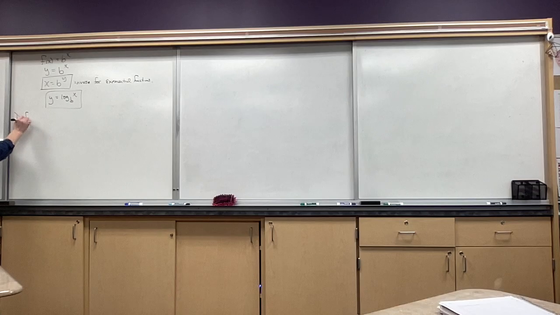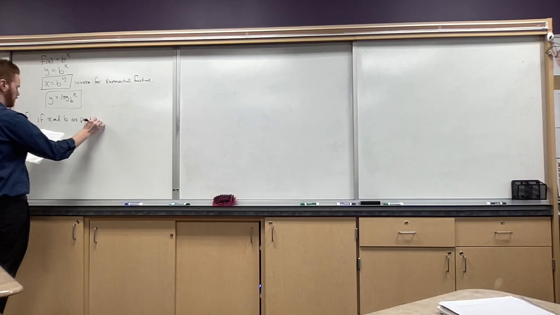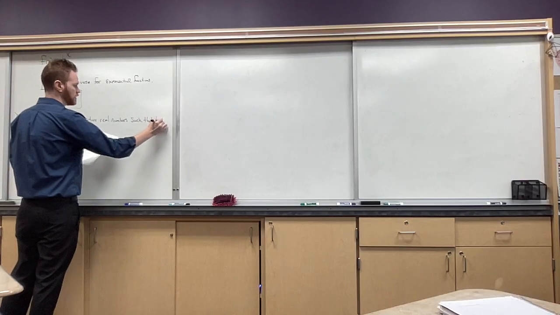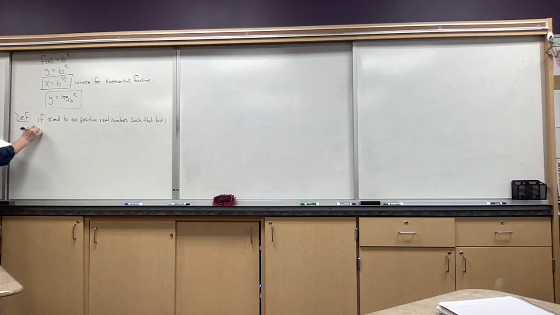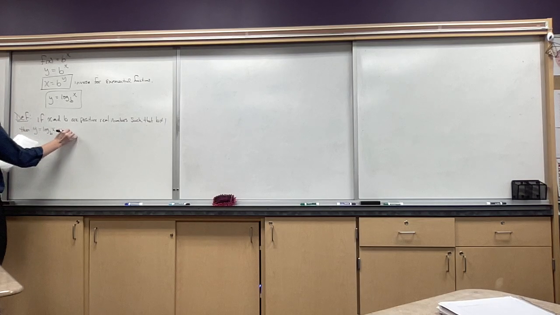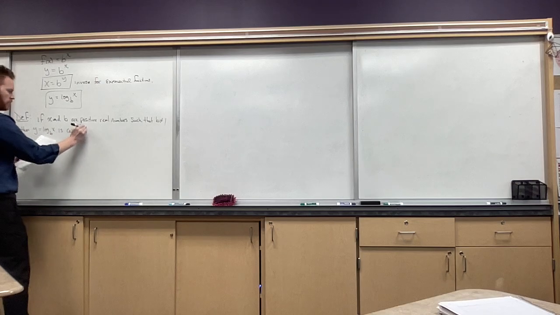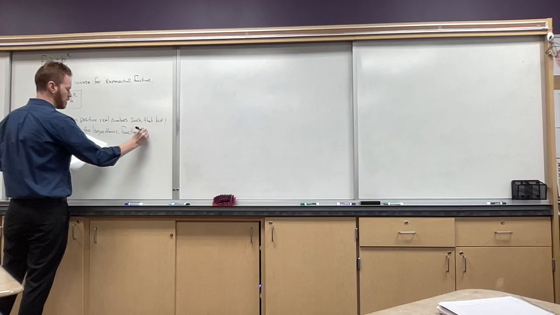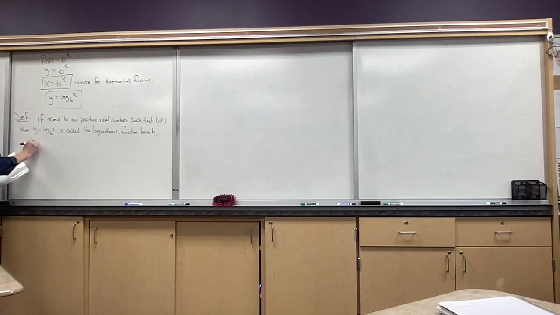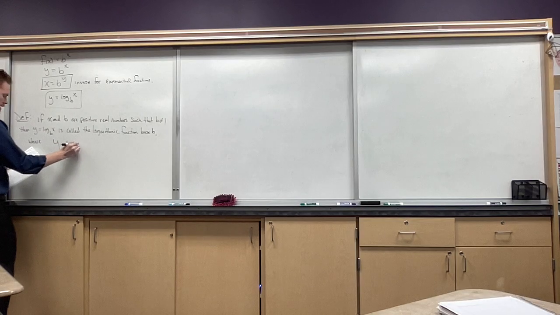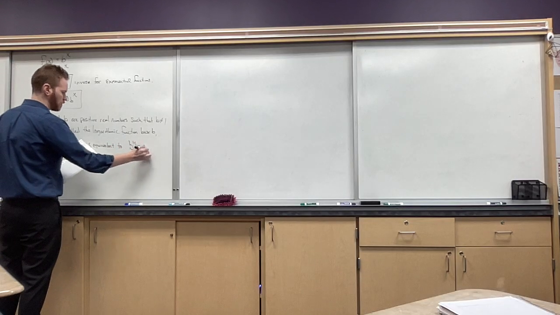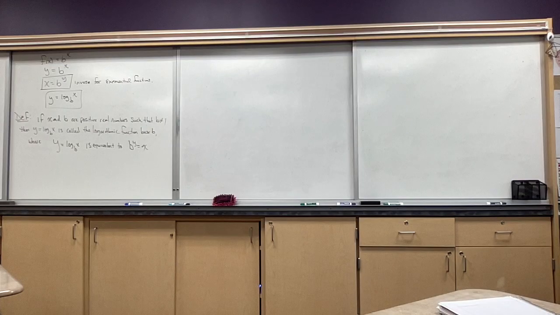Let's write a formal definition for it. If x and b are positive real numbers such that b is not 1, then y equals log base b of x is called the logarithmic function base b, where y equals log base b of x is equivalent to b to the y equals x. Okay? So there's our formal definition.